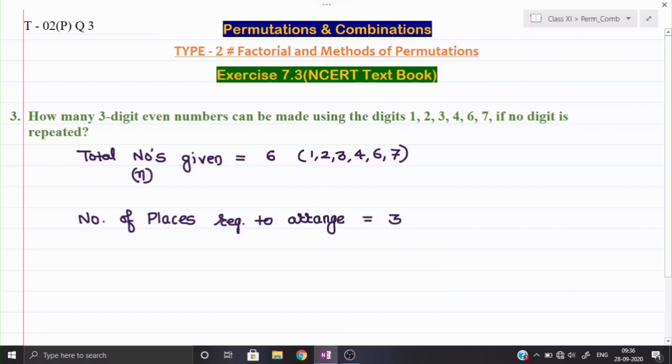Now see, we cannot say that the answer will be 6P3. Directly 6P3 will generate the number of 3 digit numbers, but it will not generate the number of 3 digit even numbers. In the question we have three conditions given. The digits cannot be repeated, first. Second, it should be a 3 digit number. Third, it should be an even number also. 3 digit even number where the digits are not repeated. For example, 312.